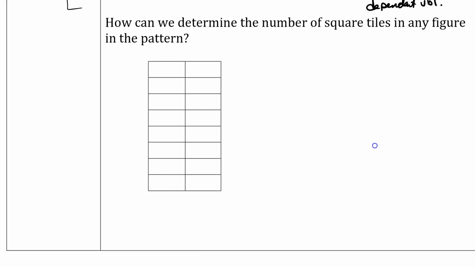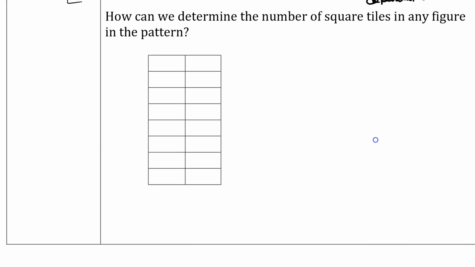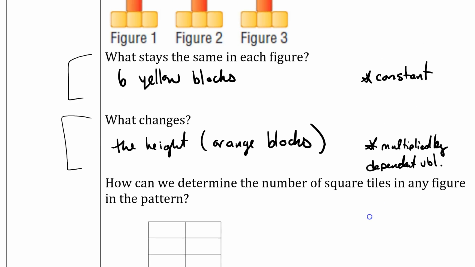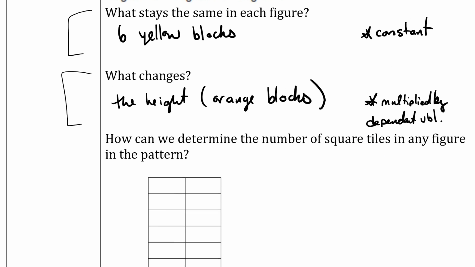So how can we determine the number of square tiles in any figure in the pattern? What we have to start is a chart. Right here is where our independent variable goes. Oh, and actually I should say this is not multiplied by the dependent variable. I should say it's multiplied by the independent variable. Sorry about that. And again, we'll flesh that out tomorrow. And this right here is our dependent.